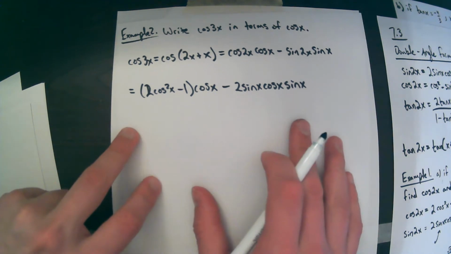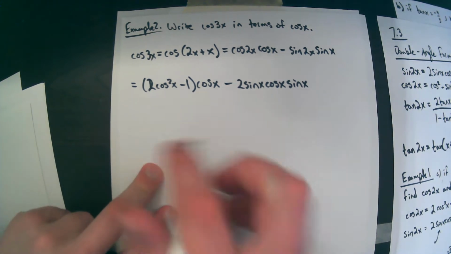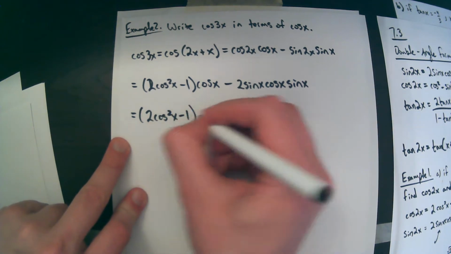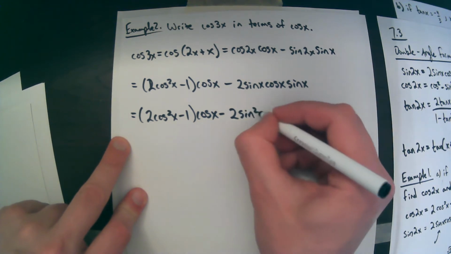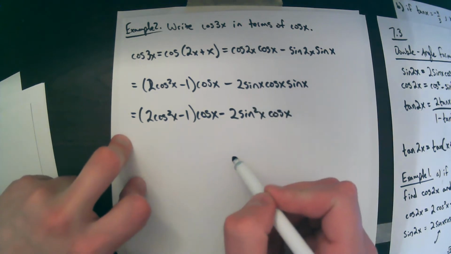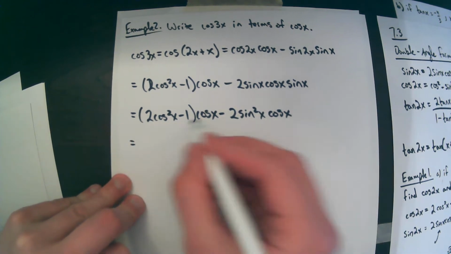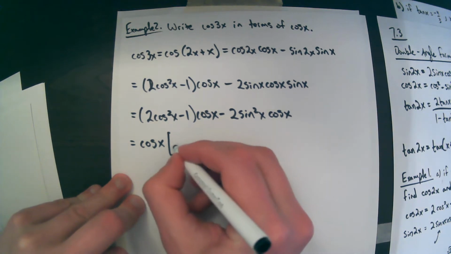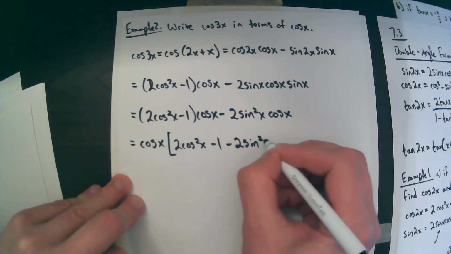Oh, I see. Okay. Then we're going to have, that may not have been the best choice here, because 2 cosine squared x minus 1 times cosine x minus 2 sine squared x cosine x. So all I did between here and here is I multiplied sine x times sine x. And now I'm seeing that I can factor a cosine x out, leaving me with cosine x on the outside, and then 2 cosine squared x minus 1 minus 2 sine squared x.